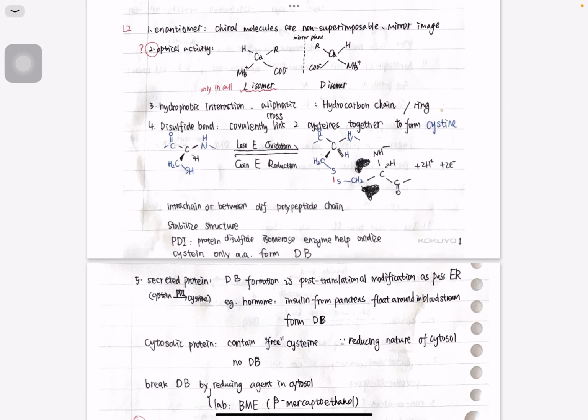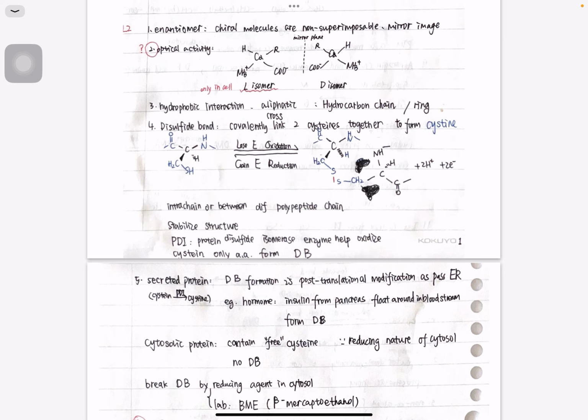And there are secreted proteins and cytosolic proteins. Disulfide bond formation is a post-translational modification that happens when the protein passes through the endoplasmic reticulum. Let's take a quick example of a hormone. A hormone is one of the secreted proteins, like insulin that's secreted from the pancreas. It floats around in the bloodstream, and it can form disulfide bonds so it can maintain its structure.